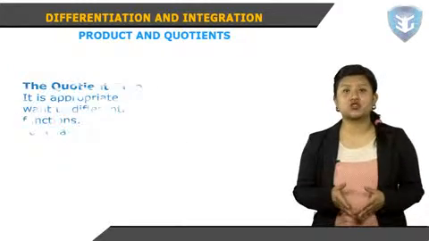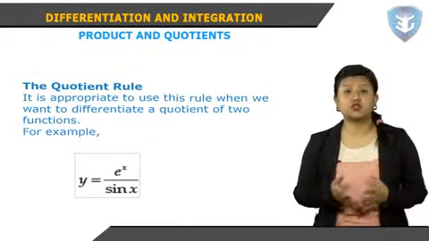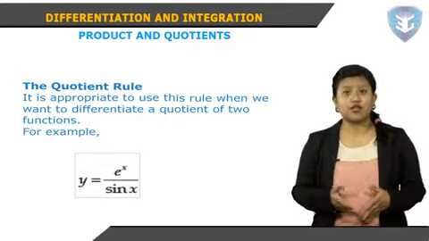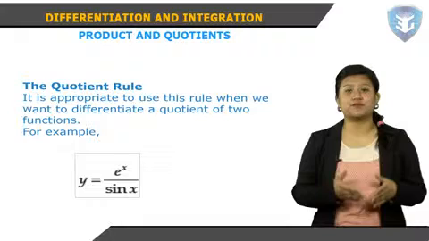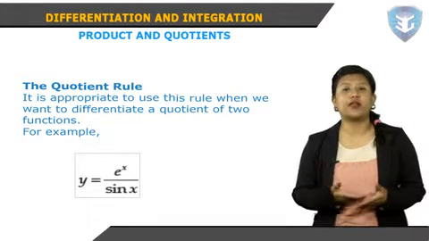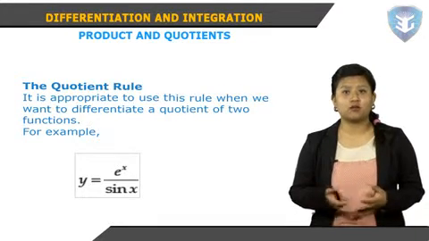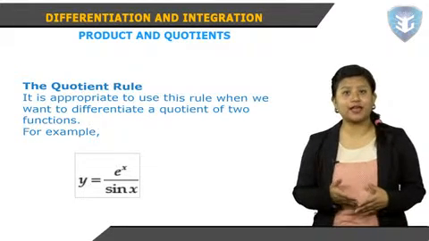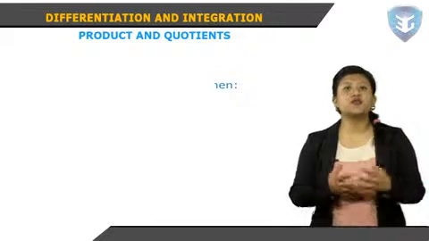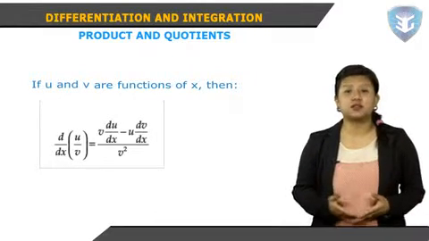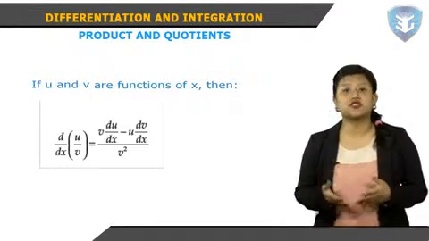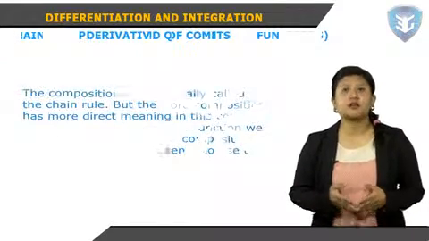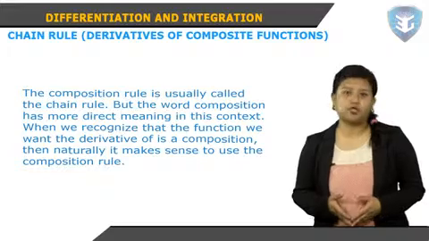second. The quotient rule. It is appropriate to use this rule when we want to differentiate a quotient of two functions, that is, one function divided by another. For example, y equals e^x over sine x is a quotient of the functions e^x and sine x. In the rule which follows, we let u stand for the function in the numerator and v stand for the function in the denominator. Chain rule, derivatives of composite functions.